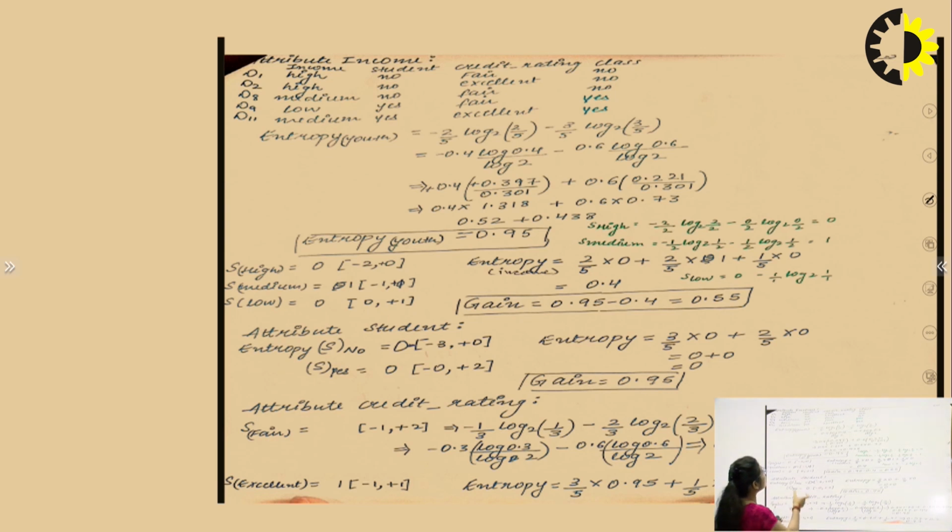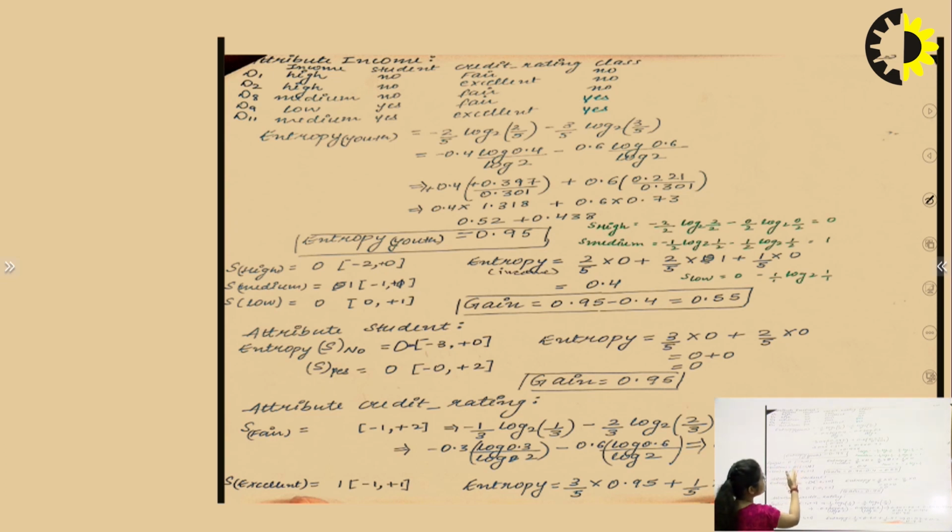Now we will take the value of the first attribute, age, youth. Of course, we have 2 yes and 3 no's. According to the formula, we will put the values and calculate the entropy of youth, which is 0.95. After that, we will calculate the entropy of income, which is high, medium and low.